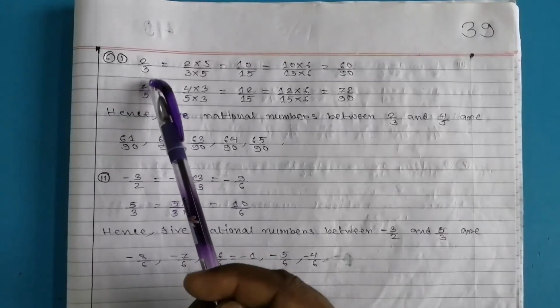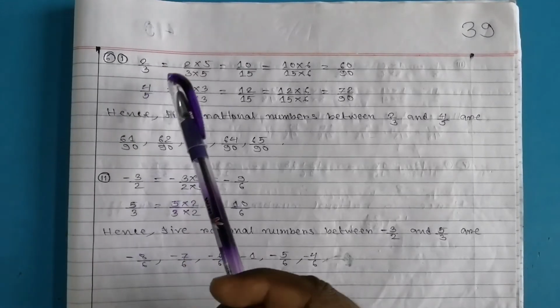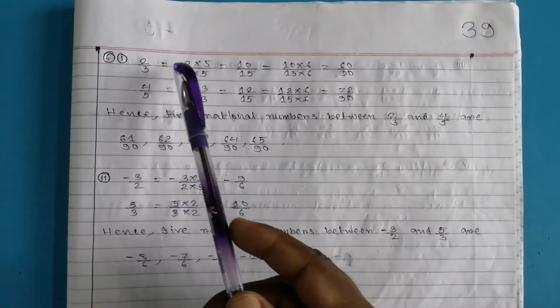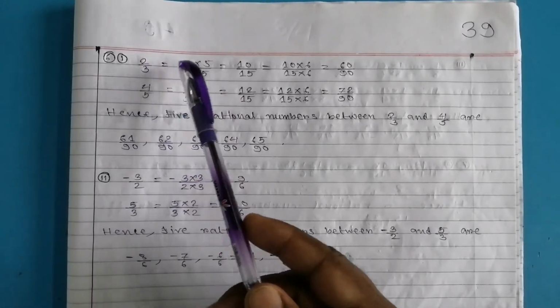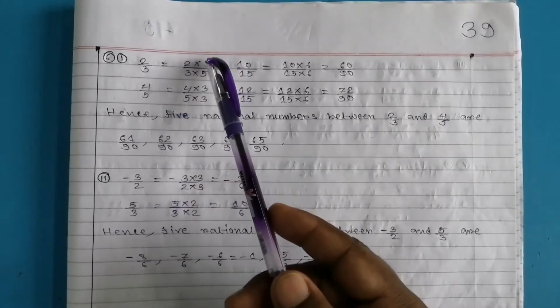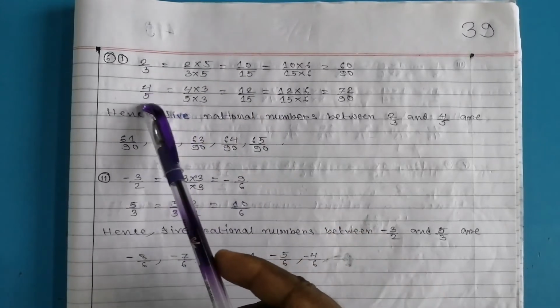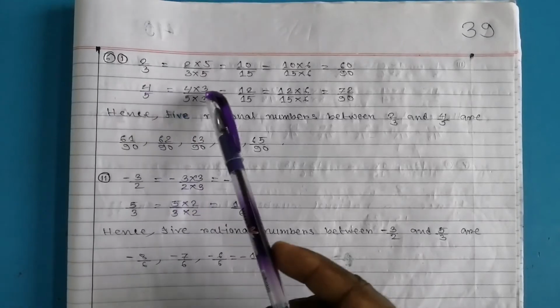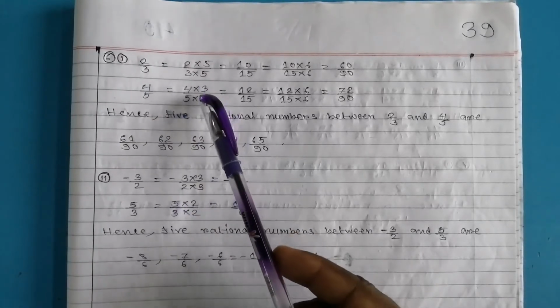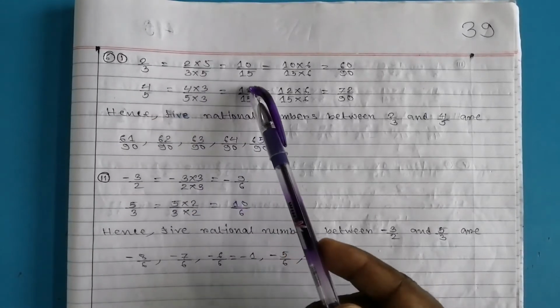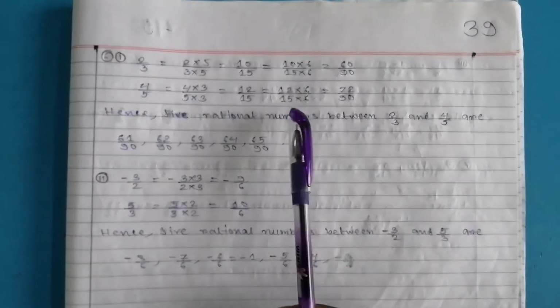The LCM of 3 and 5 is 15, so you have to make the denominator 15. That's why you multiply the numerator and denominator by 5. If you multiply numerator and denominator by 5, it will be 10 upon 15. And here you have to make this denominator 15, so you multiply numerator and denominator by 3, and we get 12 upon 15.